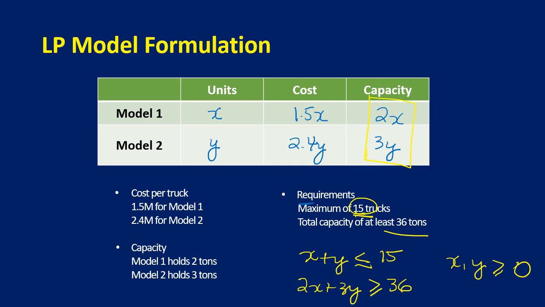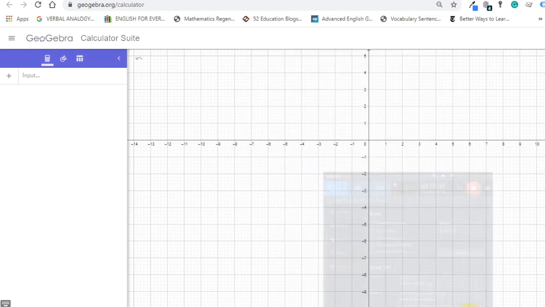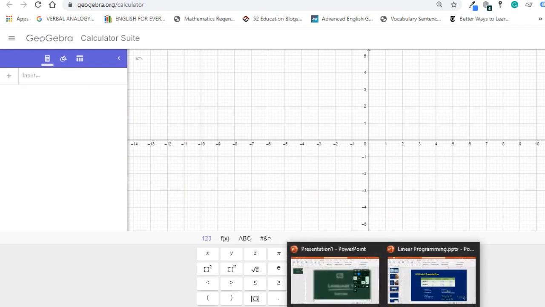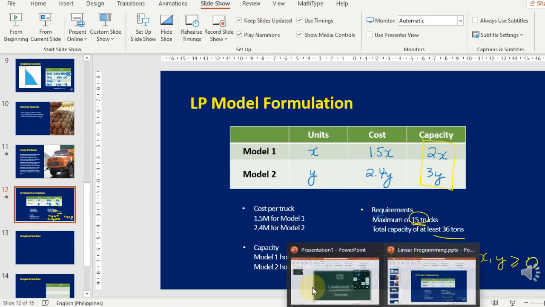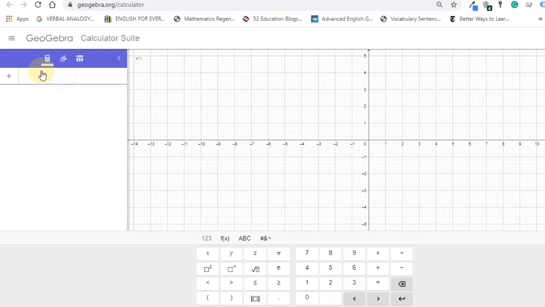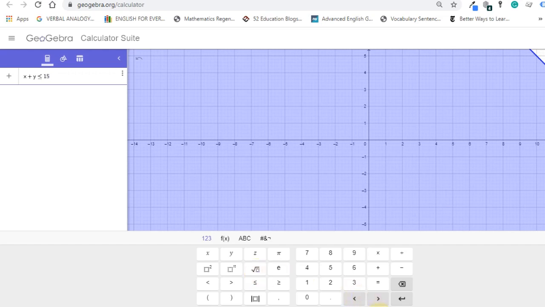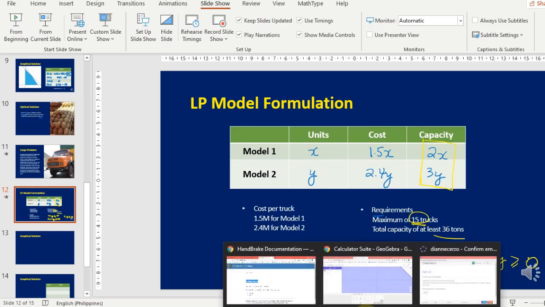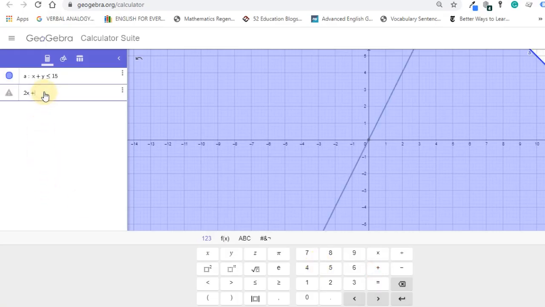So again, we will go to GeoGebra to find the corner points. Let us now use GeoGebra to find the graphical solution. What are our constraints again? x plus y less than or equal to 15. What else? 2x plus 3y greater than or equal to 36.